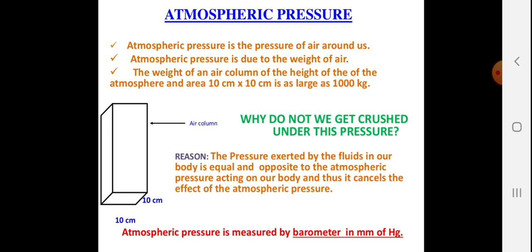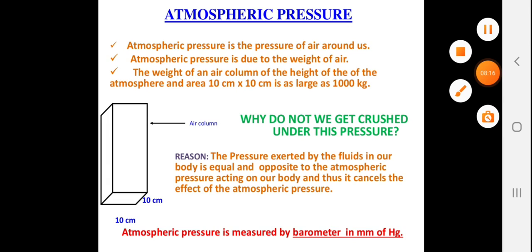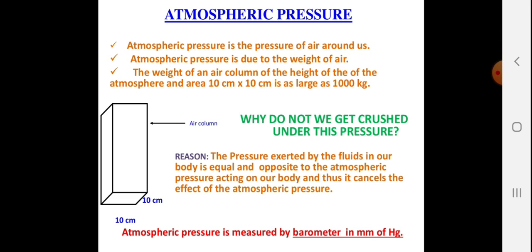Atmospheric pressure. Atmospheric pressure is the pressure of air around us. Atmospheric pressure is due to the weight of air. The weight of an air column of the height of the atmosphere and area 10 by 10 centimeter is as large as 1000 kg. Why do we not get crushed under this highest amount of pressure?